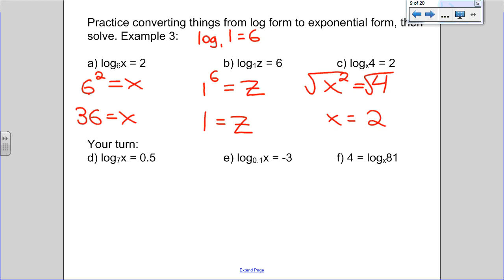The power of something that's going to give you 1 would have to be 0. That's the only exponent that works out. Anything to the power of 0 equals 1. So that is one of those odd situations where it might not actually work out. Your calculator, if you test it, will always tell you it's an error. You're never going to run into that again.